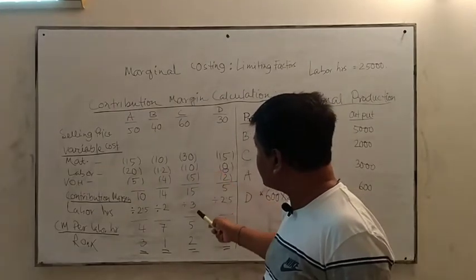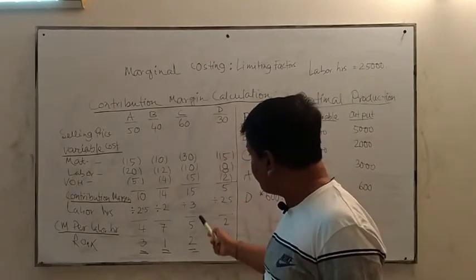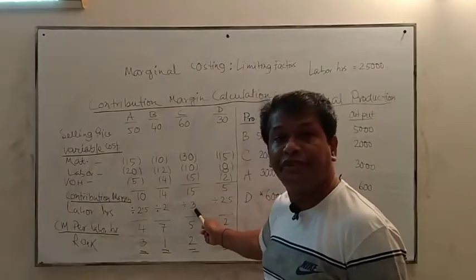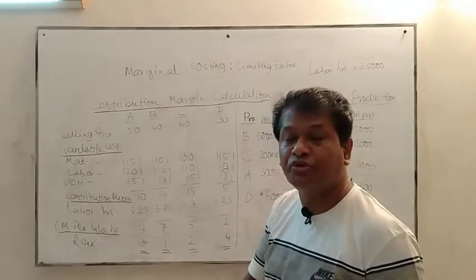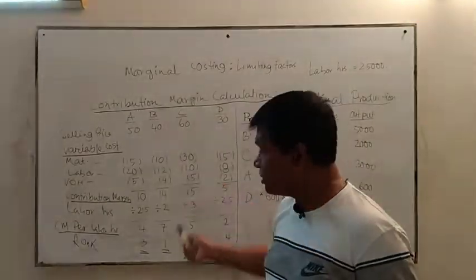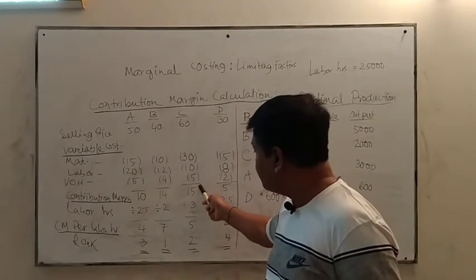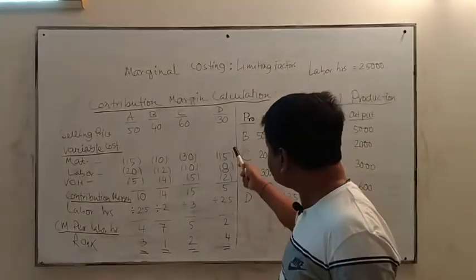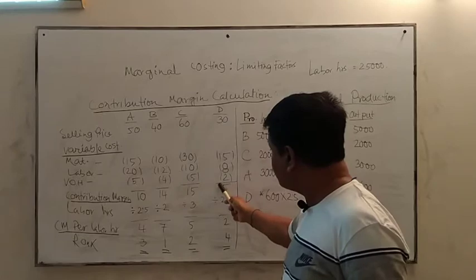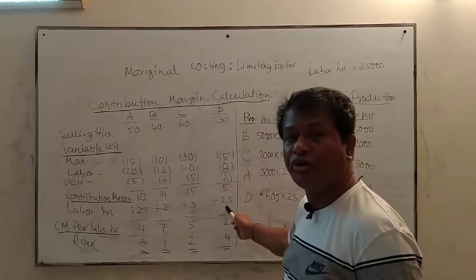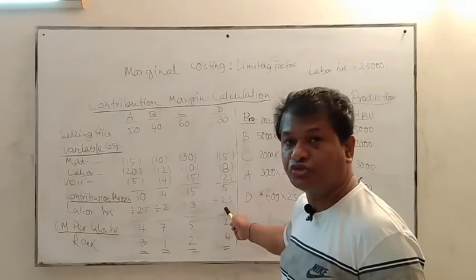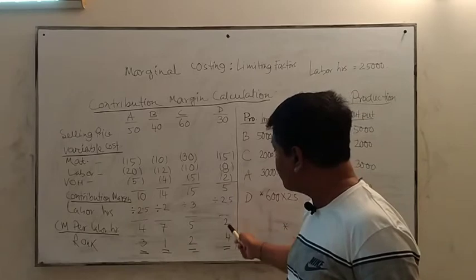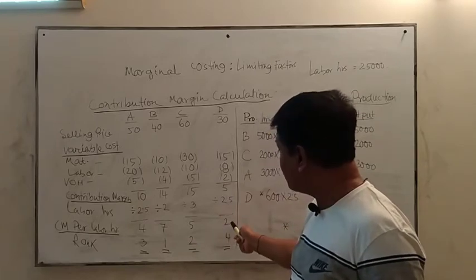Again, whenever you just calculate the product C, here the contribution margin is 15 per unit, that is to be divided by 3. 3 means 3 hours is to be required to produce 1 unit of C. That's why that is to be divided by 3. So 15 divided by 3, that is 5. This is the contribution margin per labor hour. Again, whenever it is D, contribution margin is 5. That is to be divided by labor hours, which to be required to produce that product. That is 2.5. So 5 divided by 2.5, then the contribution margin per labor hour is 2.